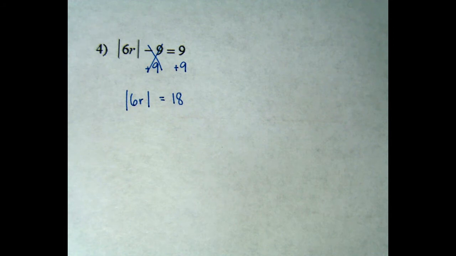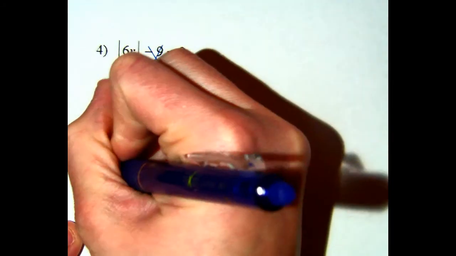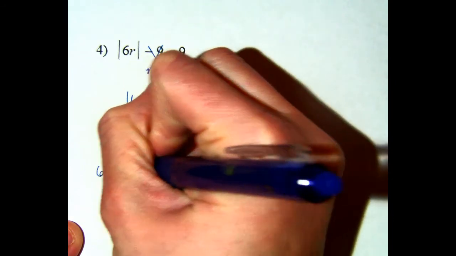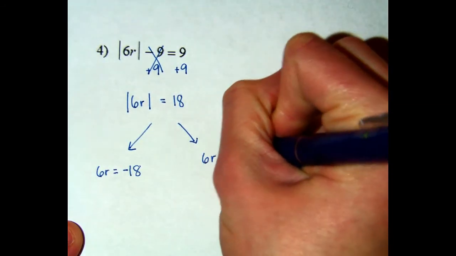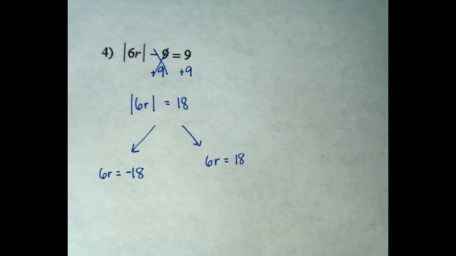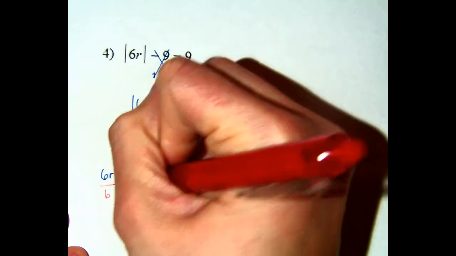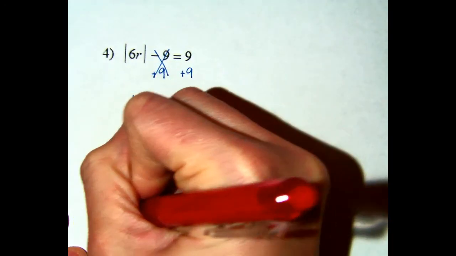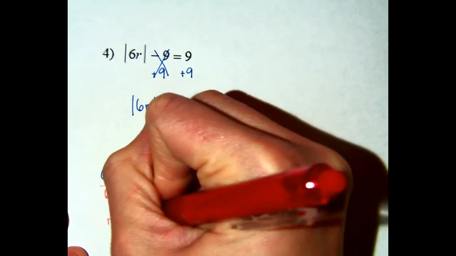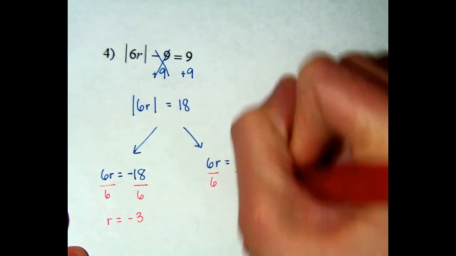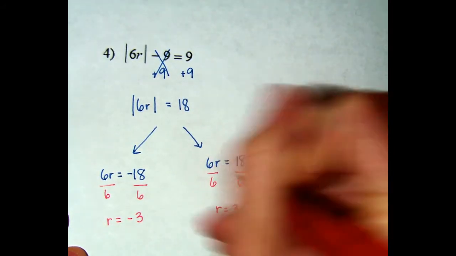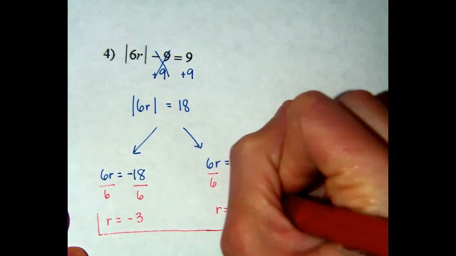Again, step 2, create two cases. 6r equals negative 18. 6r equals positive 18. Step 3, solve them. Divide by 6. R equals negative 3. That's one answer. Divide by 6. R equals 3. There are my two answers.